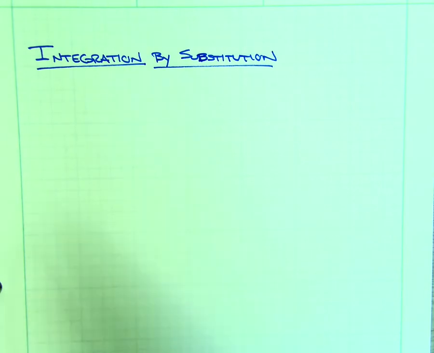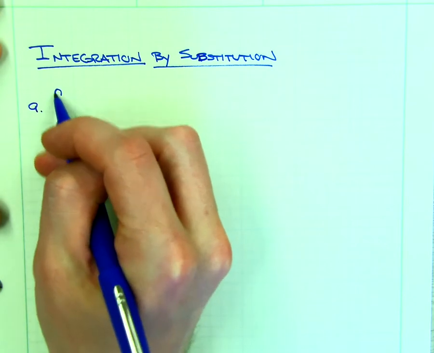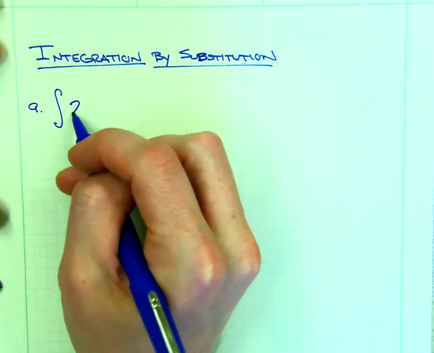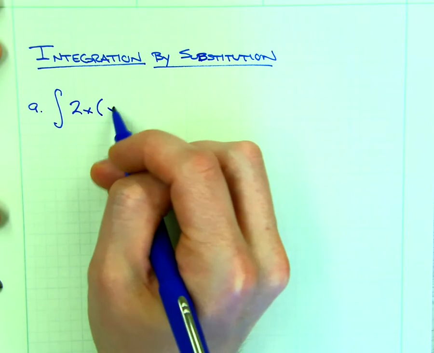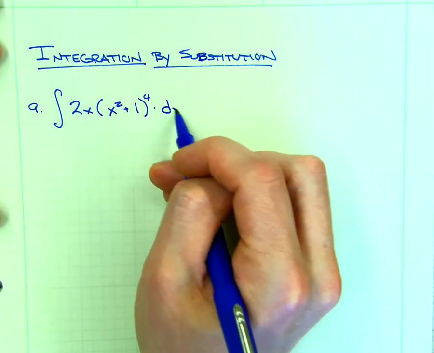And I want you guys, as I'm writing these out, to try to figure out what the u is going to be and what the du is going to be. Okay, so the first one, a. Let's figure this one out. So we've got the integral of 2x times x squared plus 1 to the 4th power dx.